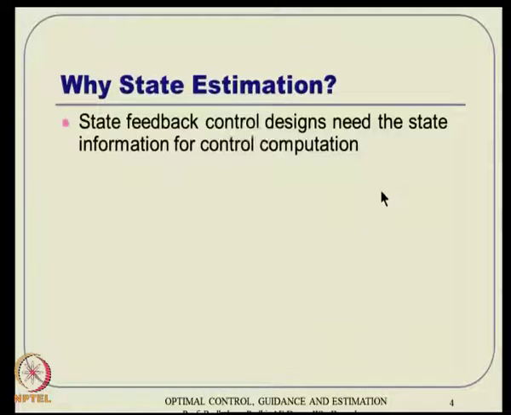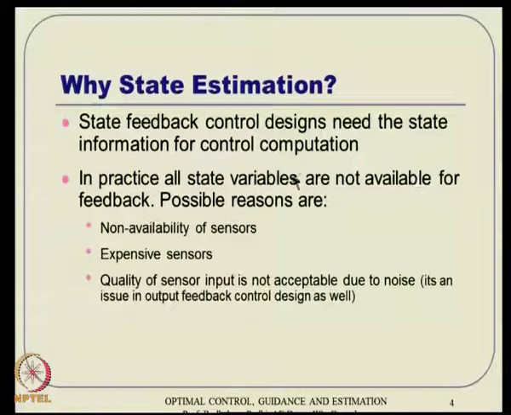First thing is, for state feedback control design, we really need information about the state and hence we need to do state estimation. And in practice, all state variables are not available for feedback. Possible reasons can be that sensors are simply not there, or even if they are there, they can sometimes be quite expensive. For example, a seeker in a missile is typically very expensive. So, unless you are really sure that everything else works, you do not put it there, but you want to have some sort of validation before that.